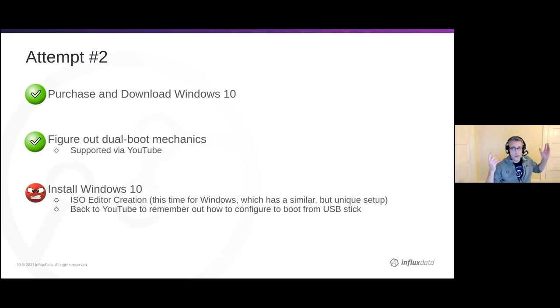I'm running off of the Linux boot mechanics on this machine today. I'm in my son's room, using his headset. But the experience of installing Windows 10 was just as glitchy and challenging, in that we had to go back through the ISO editor creation process, but Windows has its own little unique nuances. Then back to YouTube to figure out how to configure to boot from the USB stick again, because doing it one time wasn't really sticking in my memory, but we got all that going.